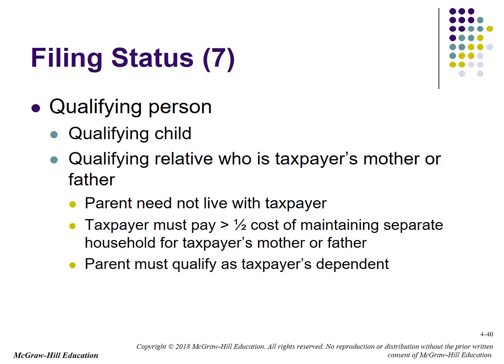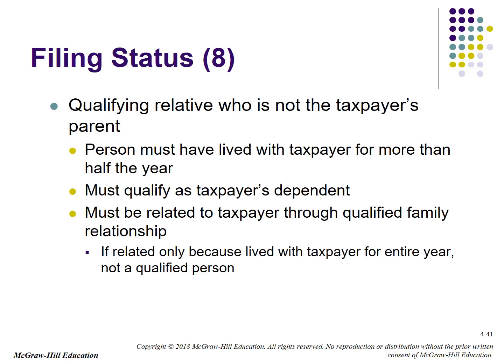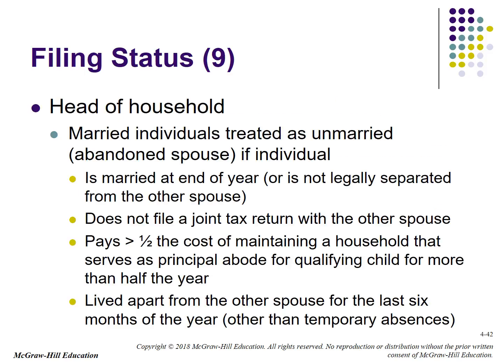So there's the qualifying child and qualifying relative information I just talked about. Now, certain married people may be able to claim head of household status if you are considered what we call an abandoned spouse, an abandoned spouse.